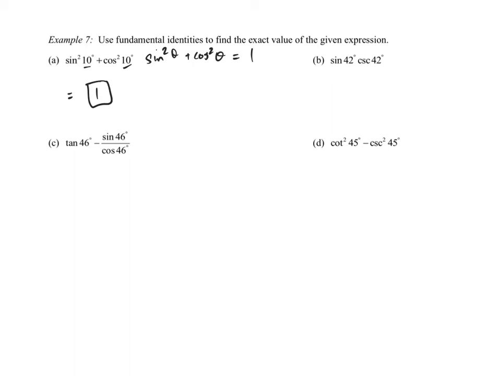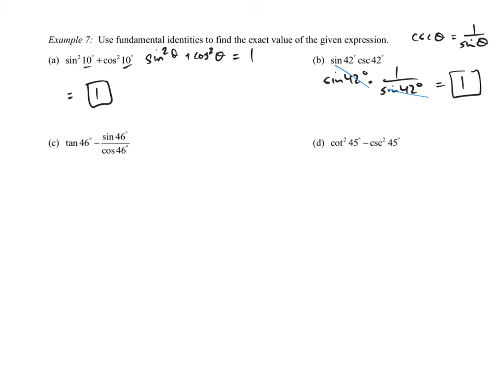In letter B, we're doing sine of 42 degrees times cosecant of 42 degrees. And so what I remember is that cosecant of theta is going to equal 1 over the sine of theta. And so this is going to become sine of 42 degrees multiplied by 1 over sine of 42 degrees. And since that thing is now the same, it's going to cancel out, and our answer is just going to be 1.